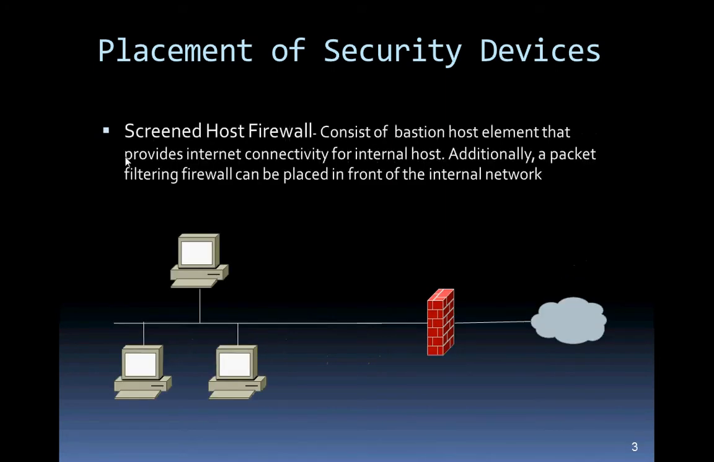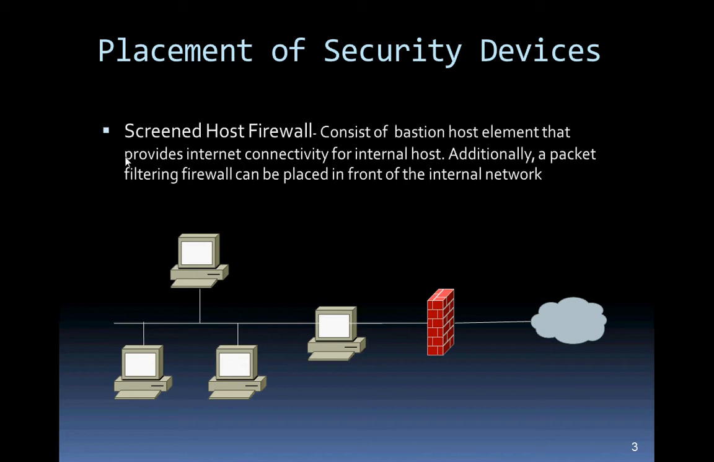Now, another security device we need to talk about is a screened host firewall. This is what they call a bastion host element, and it gives us connectivity to the internet for our internal hosts. So what this does is, you can see this computer, it sits right here in line. So when people see our network, the only thing they're going to see is this bastion host, this screened firewall. So it's protecting the internal hosts. Well, it's protecting their identity, it's protecting their IP addresses, and they all have to flow through this one computer.